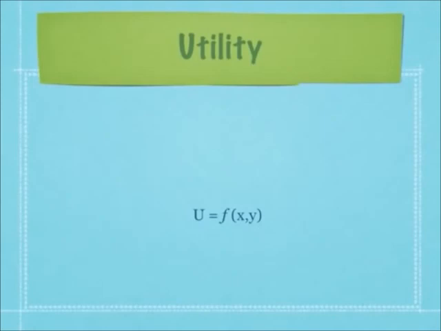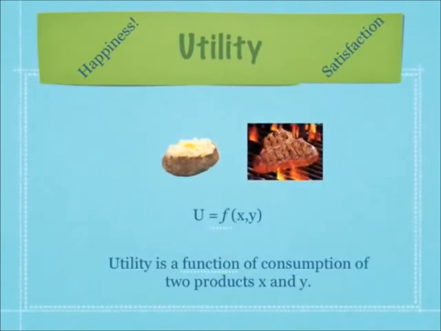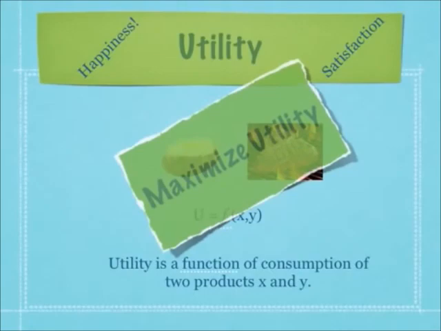We often talk about utility, and by utility I mean happiness and satisfaction. This equation is read as utility is equal to a function of X and Y. Utility is a function of consumption of two products, X and Y. In this case, X will be potatoes and Y will be steak. I've always had a hard time just talking about products X and Y. And we want to maximize utility.